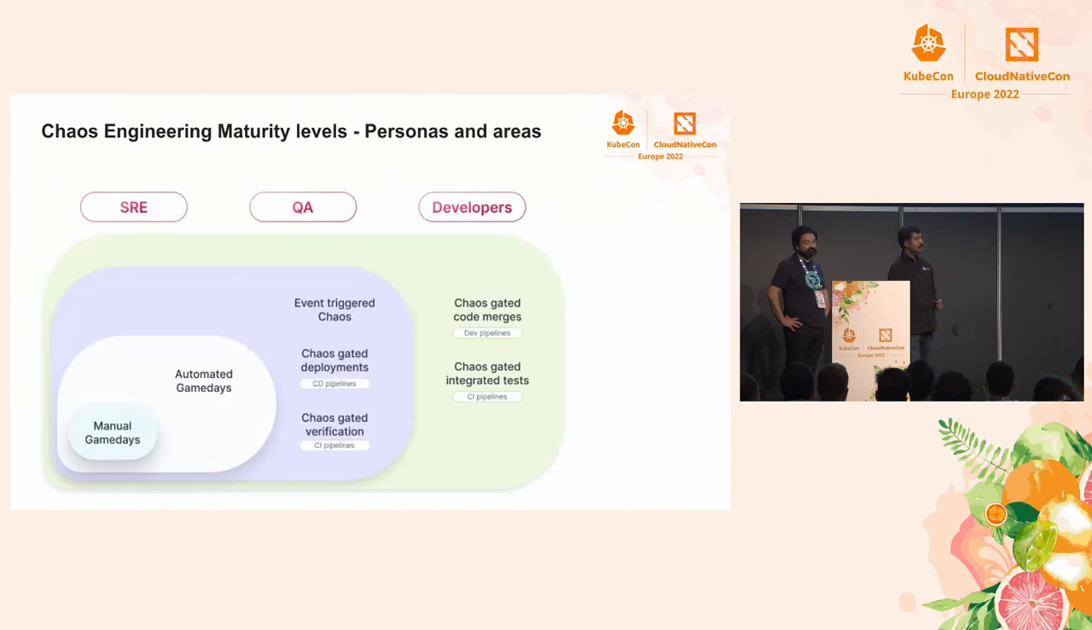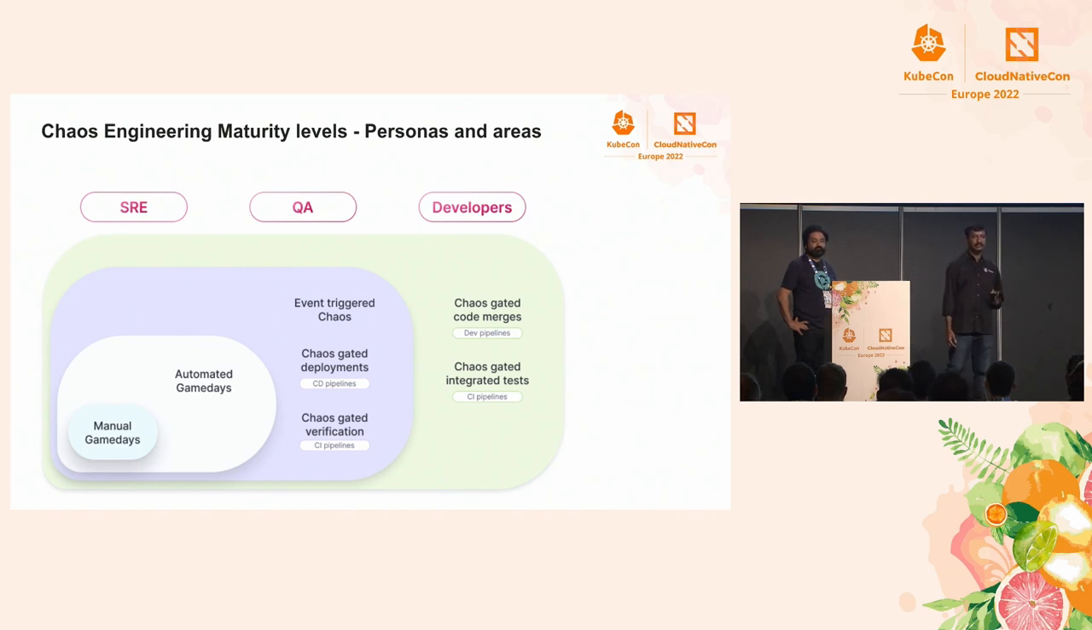So how can SREs use chaos engineering, right? We all know that people start with manual game days, and then they try to automate it, right? So that's one way of looking at it. And now you can extend chaos engineering practices for QA, right? There are a lot of advanced procedures happening in continuous deployment. So you can actually trigger chaos tests for a build deployment and after the build is deployed, right? So pre-CD and post-CD. And you can use chaos testing for continuous verification of your deployments that are happening. And then shift left, you're going even further, right?